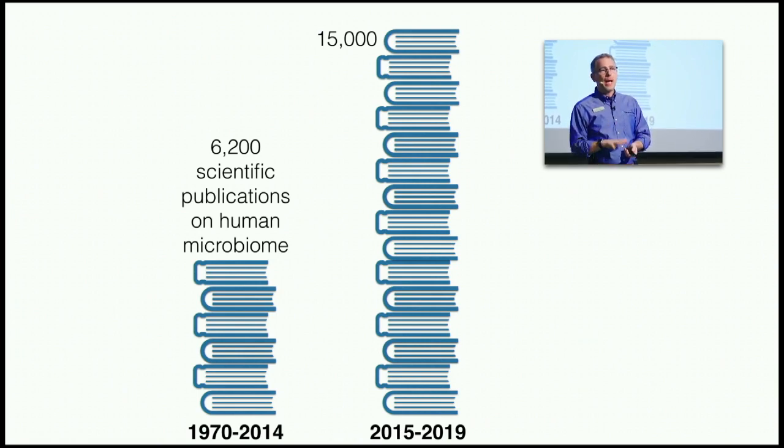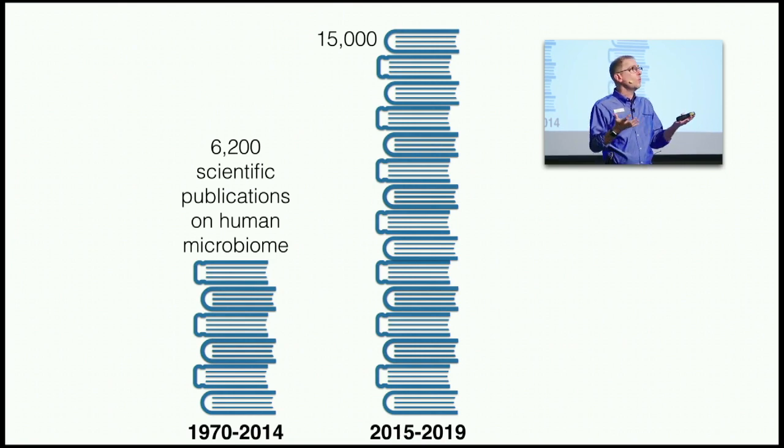The field has exploded, and that is fantastic, but it also means there is so much information out there, and as you'll see, much of it is unfortunately still contradictory. And we'll dig into why that's contradictory and some ways that we can decipher through that.